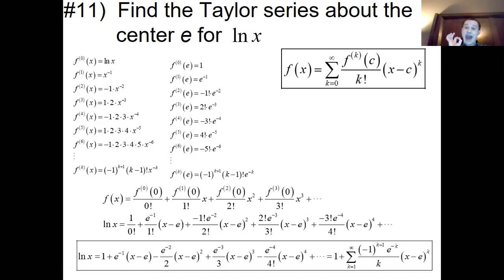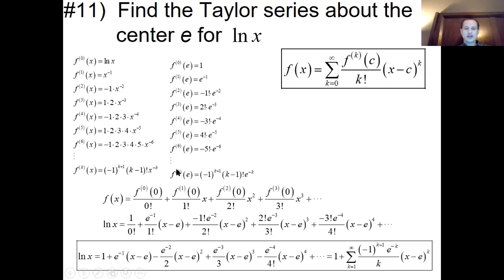Okay, now you're trying to do this at e, so I need to plug e into all these derivatives. Now the 0th one is kind of off by itself. It's a freak one. If you plug in e, what's the natural log of e? It is 1, right? Okay, cool. This one, when you plug in e, you get e to the negative first. This one, you get -1 factorial times e to the negative second, over 2 factorial.